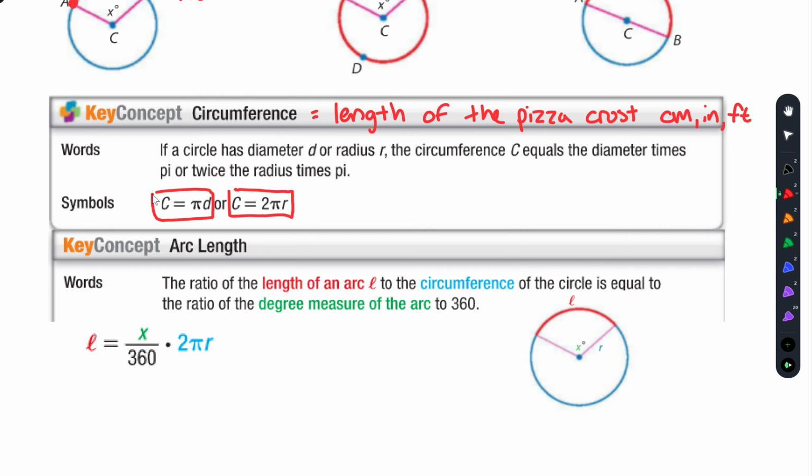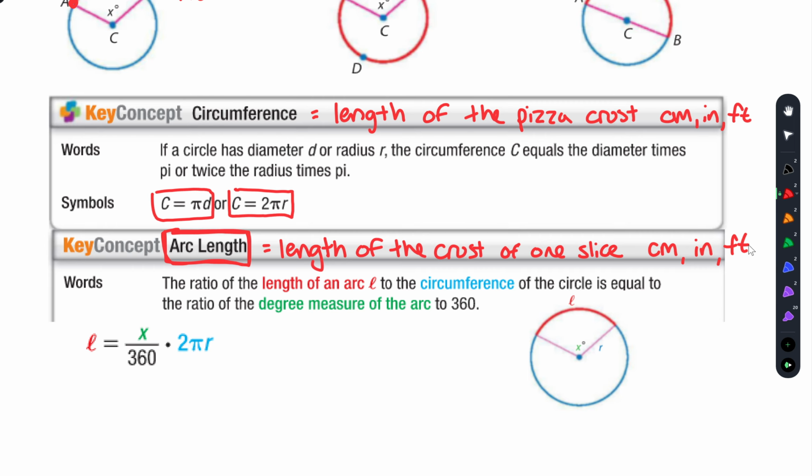Good there? So then the new concept that we're kind of adding on to that, because I'm sure you already know about circumference, the new concept is called arc length. Now I need to make an important distinction here. Arc length represents the length of the crust of one slice of your pizza. This is, again, measured in centimeters, inches, and feet.